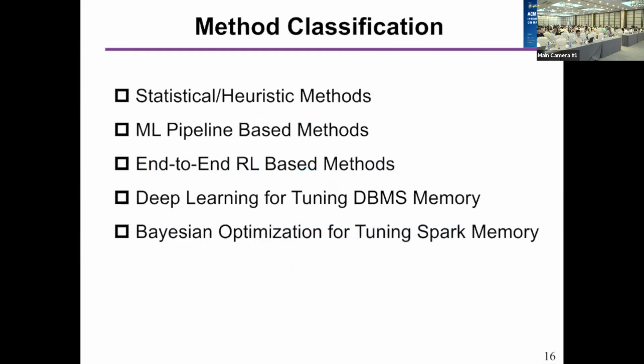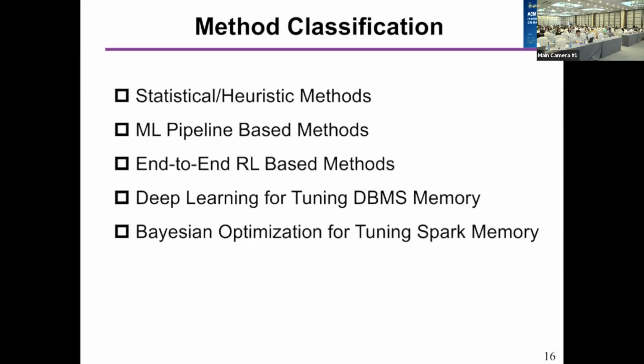So we can broadly categorize the existing tuning methods into 5 classes. The first one is heuristic methods. In this method, they want to get some training data, for example, training workloads with some best tuning knobs, and then given new workloads, they find some similar workloads and recommend some knobs. This relies on the training data.